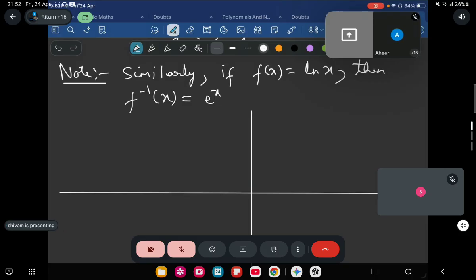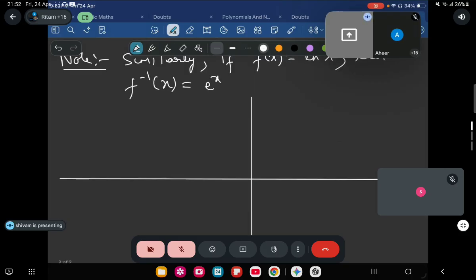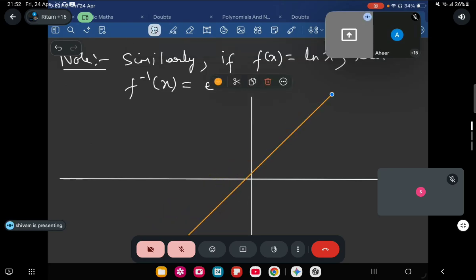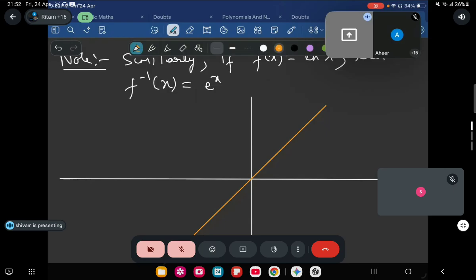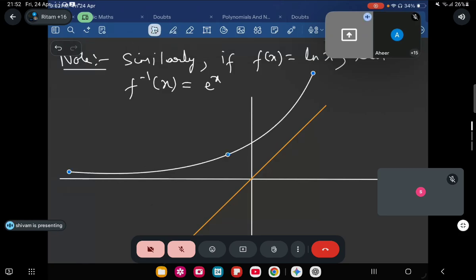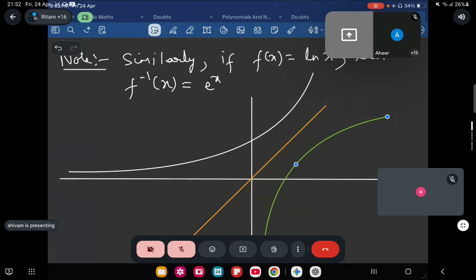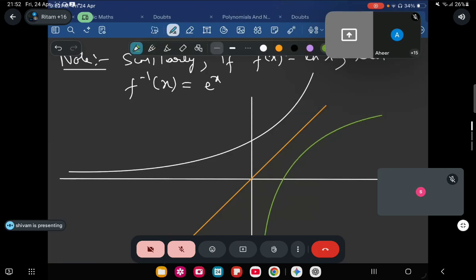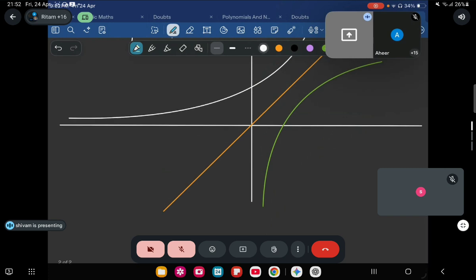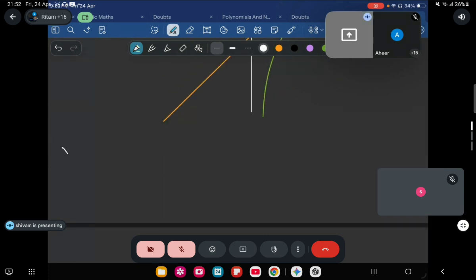Okay, so f of x equal to ln x. You can understand that ln x and e to the power x are mirror images of each other. So similarly, all the trigonometric functions and their inverses will be mirror images over the line y equal to x. Remember the concept of mirror image.